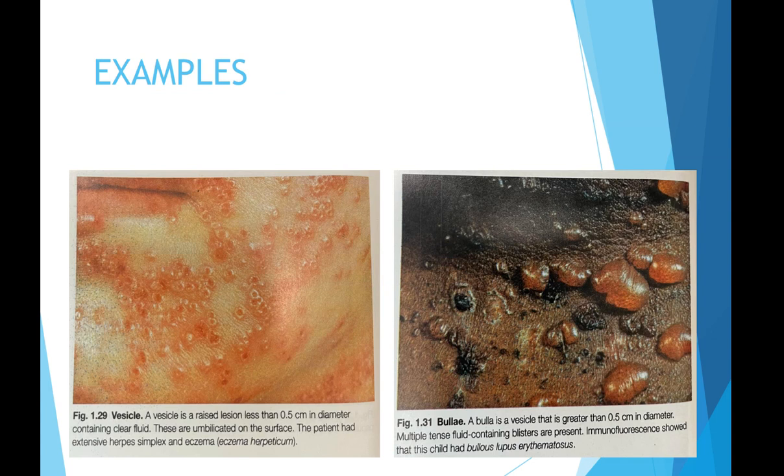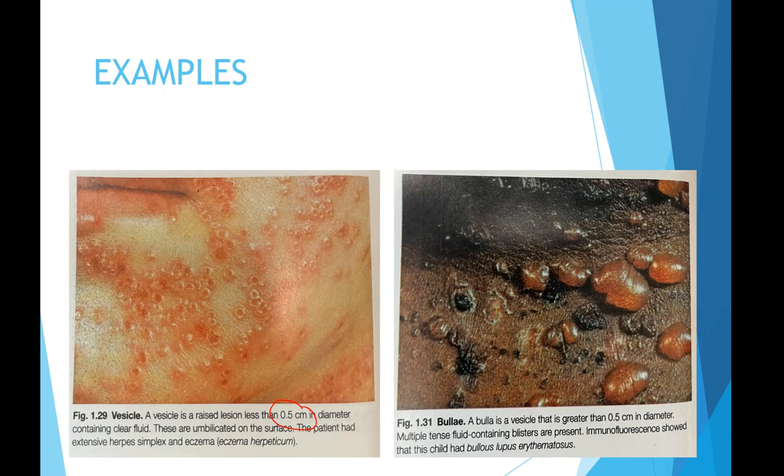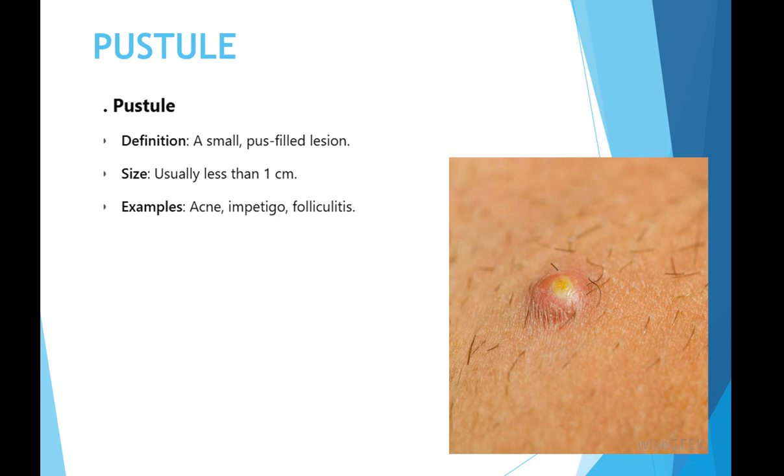Now, these are other characteristic pictures of vesicles and the bulla. You can see the vesicle is 0.5. Like in the previous ones, we have written that it's less than 1 centimeter, and the more appropriate one is 0.5. But if you say 1 centimeter, it would be all right. So in the bulla, you can see these are more raised and greater than the vesicles, and vesicles are very tiny and small. And this is a picture of herpes simplex and eczema herpeticum.